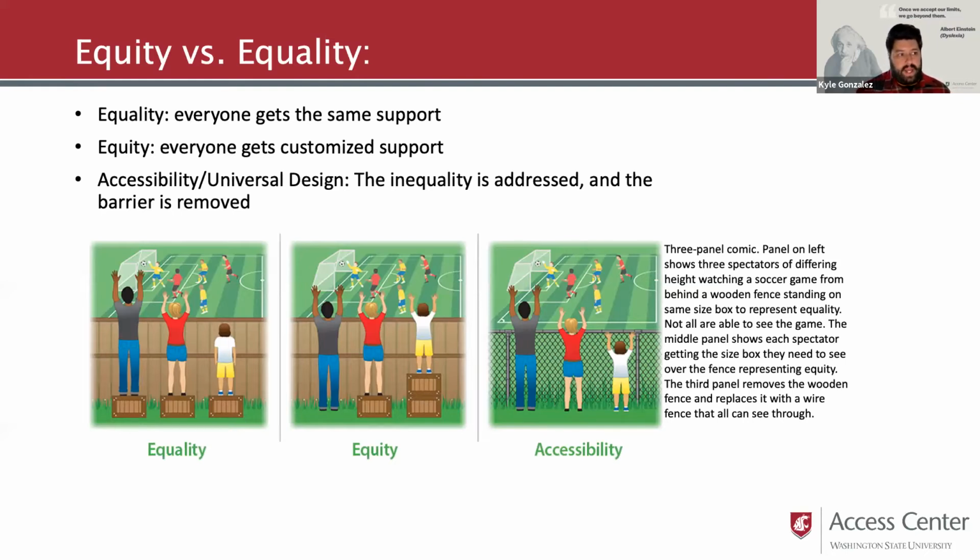So to represent that, I have a 3-comic panel. The panel on the left shows 3 spectators of differing heights watching a soccer game from behind a wooden fence, standing on the same size box. This represents equality. In the middle panel, each spectator is on a box that allows them to see over the fence. And in the panel on the far right, the wooden fence is removed and replaced with a chain link, thus not requiring any boxes at all.